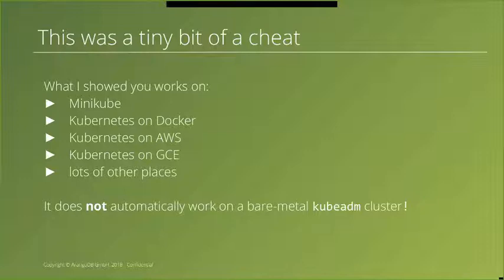Now, what I showed you works as given on all these cloud platforms. It works on Minikube, it works directly on Docker, but if you just use kubeadm to deploy your own Kubernetes cluster on some bare metal servers, it wouldn't work. It would not have worked because I would not have configured something to satisfy these persistent volume claims.